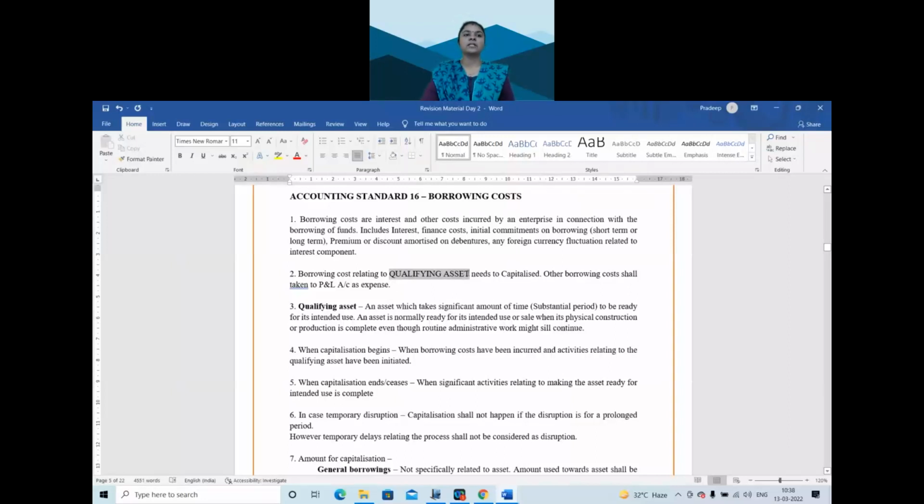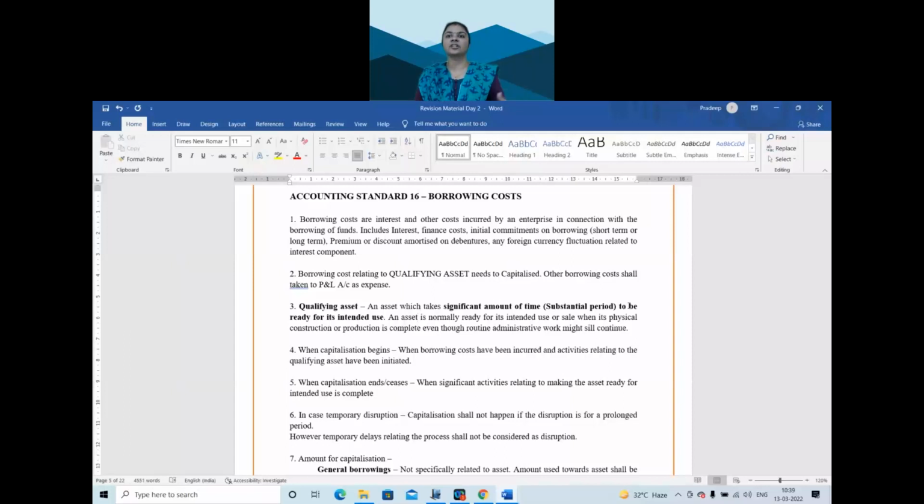So this leads us to the next question. What is a qualifying asset? A qualifying asset is any asset which takes a significant time or substantial period to be ready for intended use, not to be used, to be ready for intended use. Any plug and play assets generally will not qualify as qualifying assets. Like machinery, if I can just bring it and start working with it, then it is not a qualifying asset.